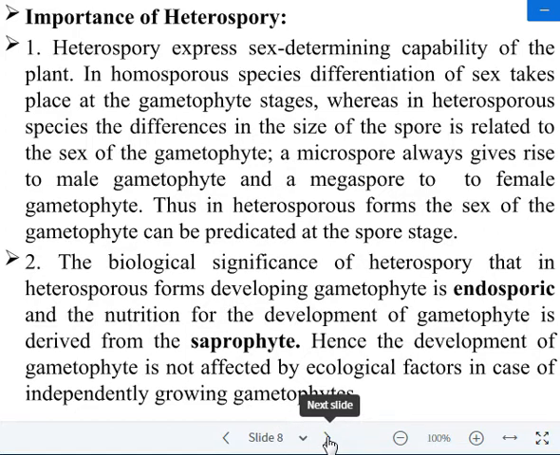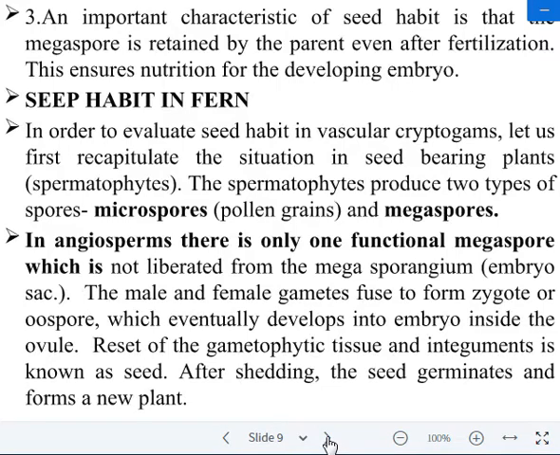So, in case of heterosporous fern, always the development of male and female gametophyte takes place within the microspore as well as megaspore. This tendency is known as endosporic tendency, while if the development of male and female gametophyte of fern takes place outside the microspore and megaspore, this tendency is known as exosporic. So in case of heterosporous, always endosporic development takes place.